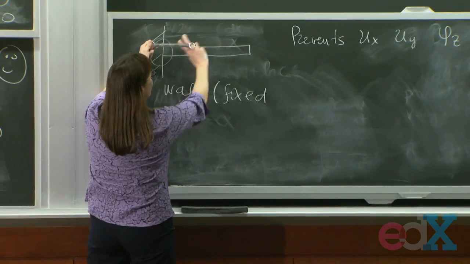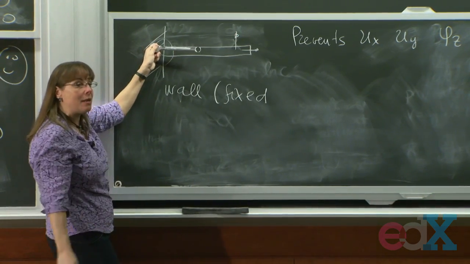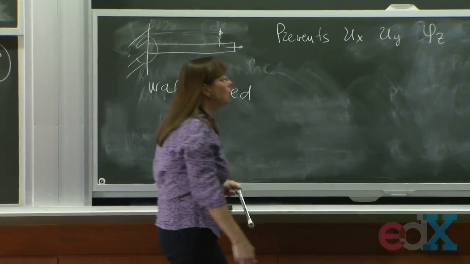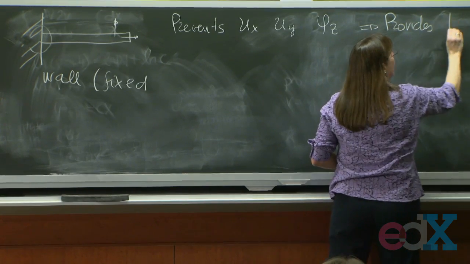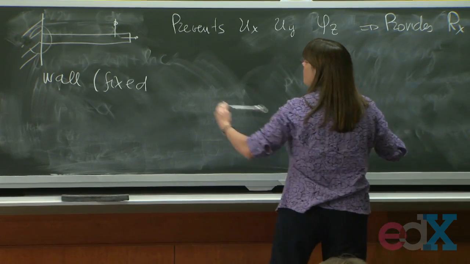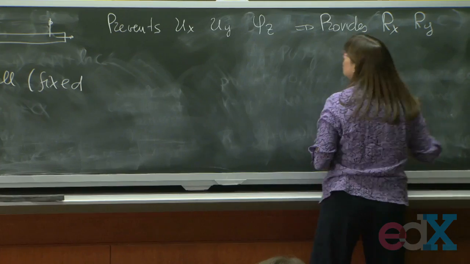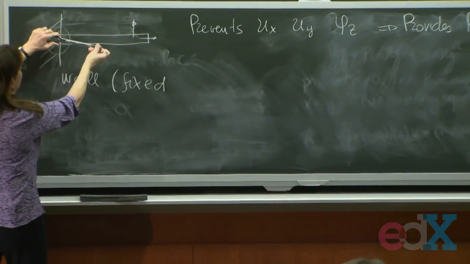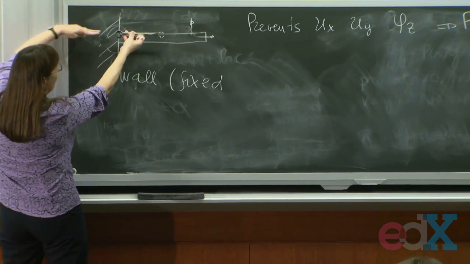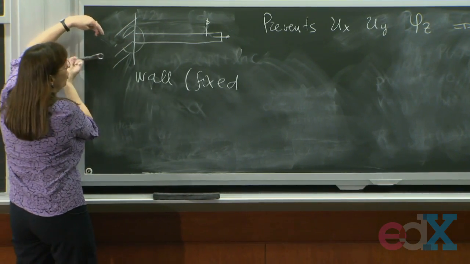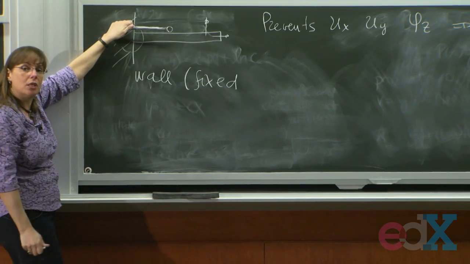How does it do this? Well, whatever forces I'm applying to this thing, the wall is balancing them out. So in order to balance them out, it must provide a reaction in the x direction. It must provide a reaction in the y direction. And it must also provide something to prevent things from rotating. The way that it would prevent this from rotating is pulling down here and pushing up here, right? So push on this side and pull on this side means that it's applying a concentrated moment to prevent rotation.